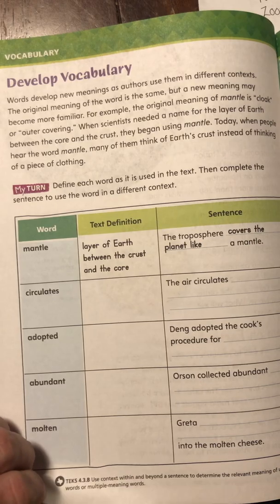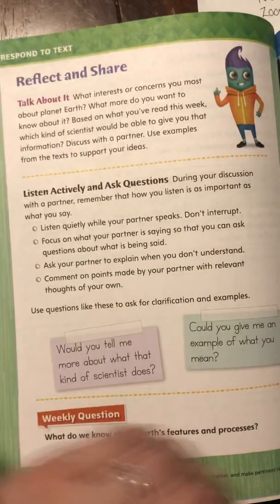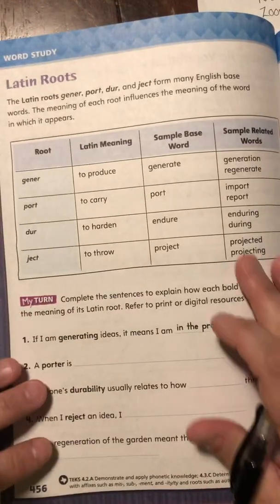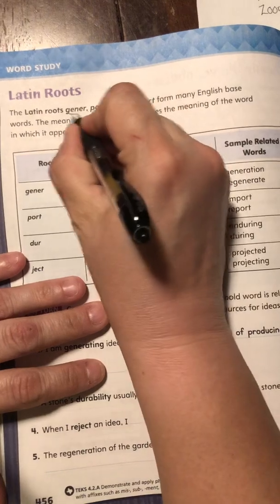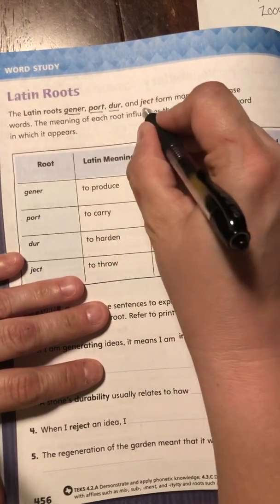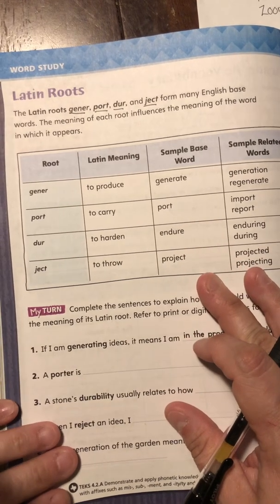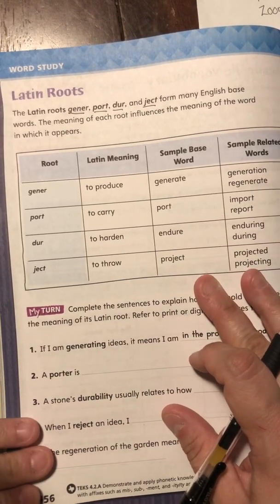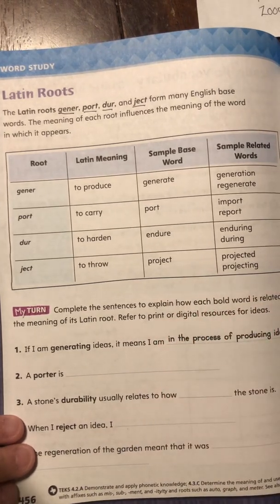I am going to talk to you now about our word study for this week, which are Latin roots again. Learning new Latin roots, though. This time we're learning about gen, port, dur, and ject. So these are some unique ones that we definitely hear when we talk about science stuff, but also just in general conversation, you do use these Latin roots.